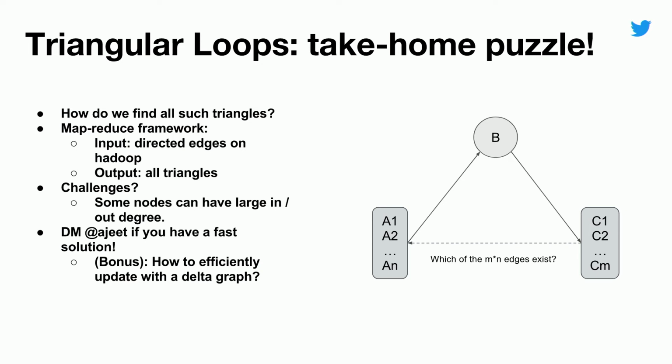As we talked about, follow graphs change slowly over time. So suppose you've generated candidates yesterday and you have a delta graph today. How do you merge and generate new candidates? Cool.